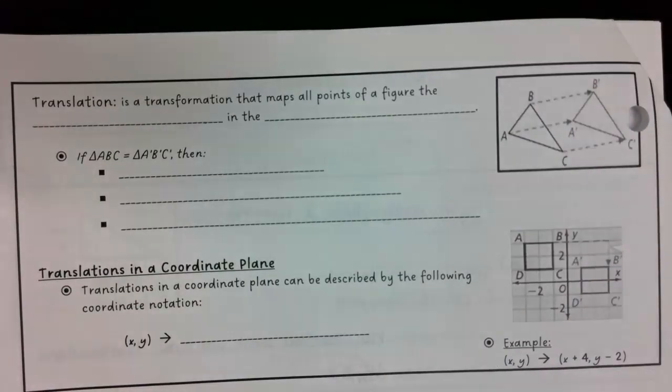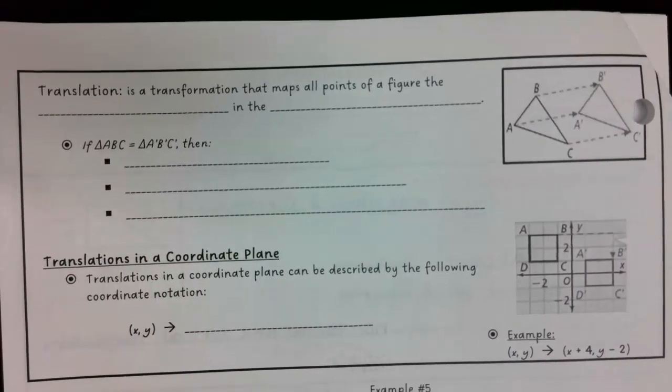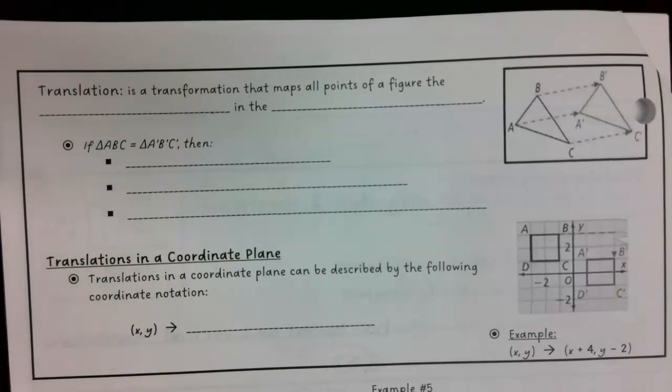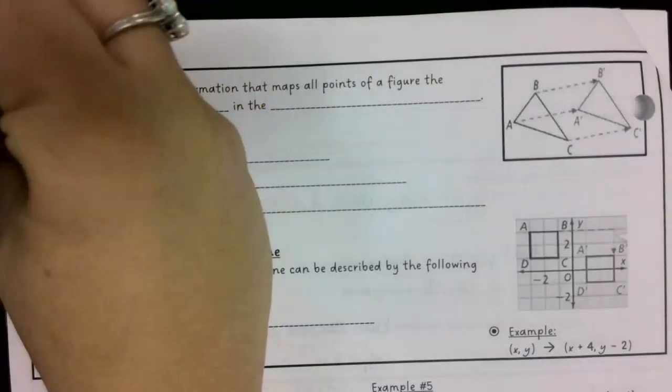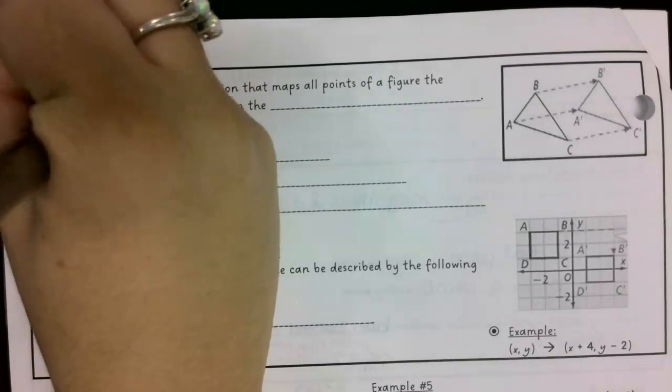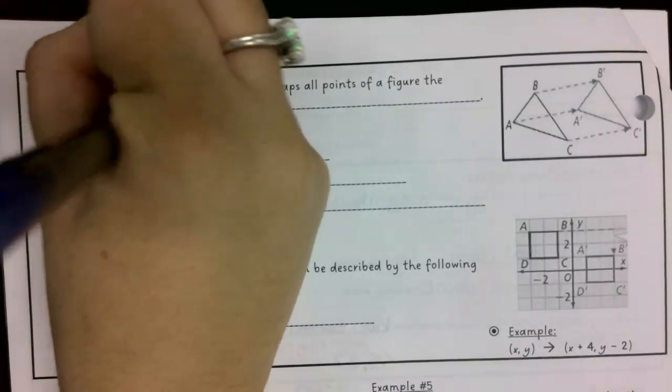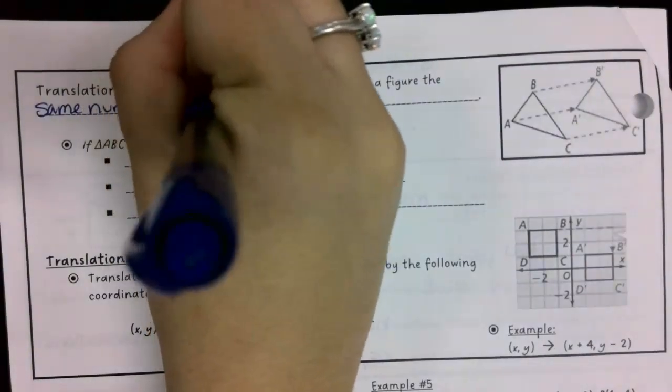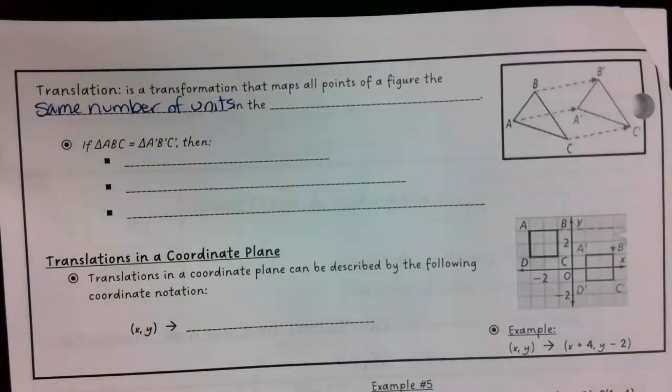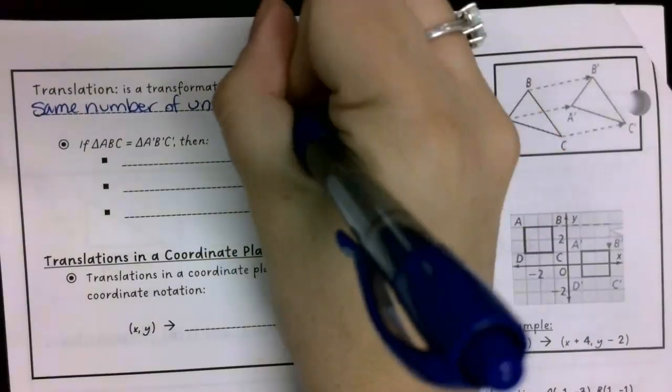Translation is a transformation that maps all of the points of a figure the same number of units in the same direction.